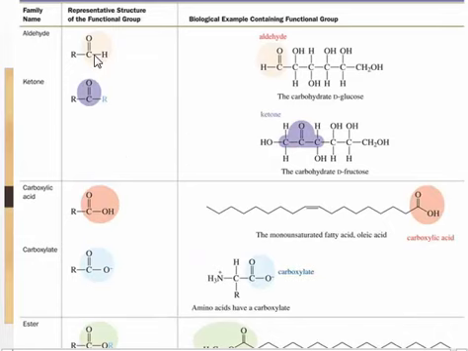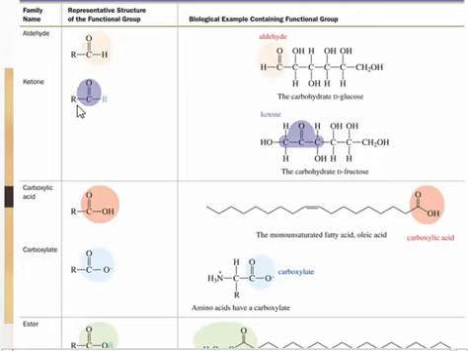An aldehyde is a carbonyl group that is bonded to a hydrogen atom. This means that the carbonyl group must be at the end of a chain. D-glucose has an aldehyde functionality. It also has many alcohol functional groups as well.